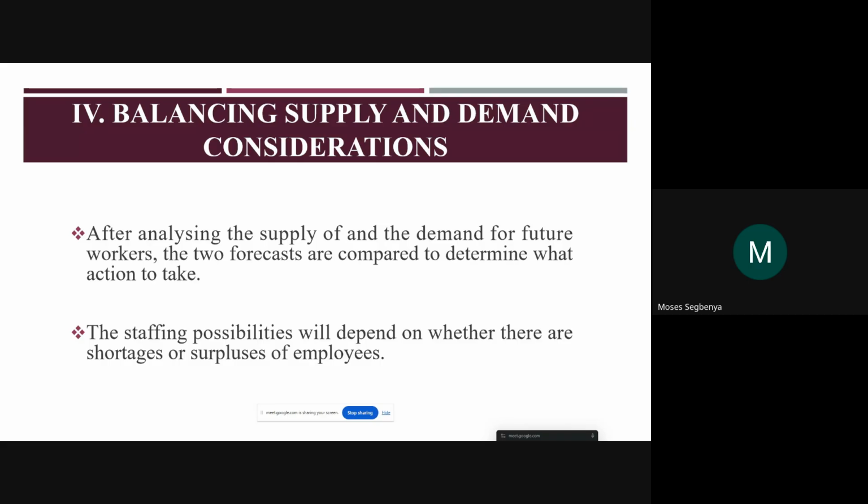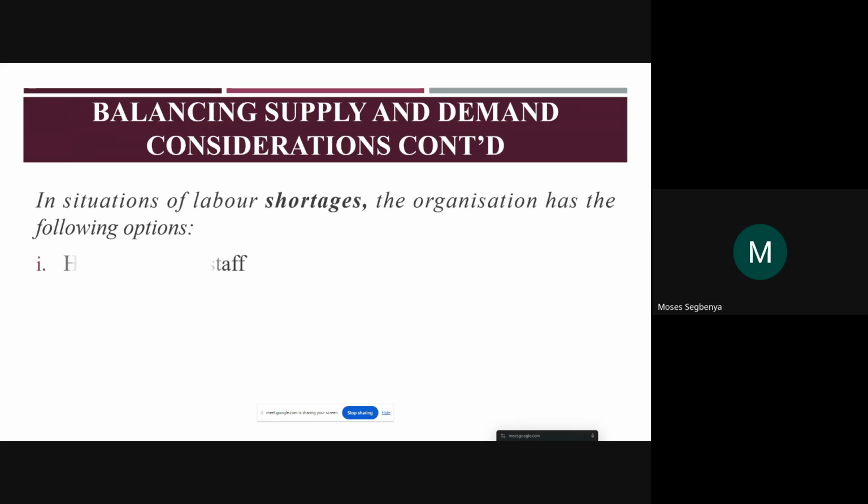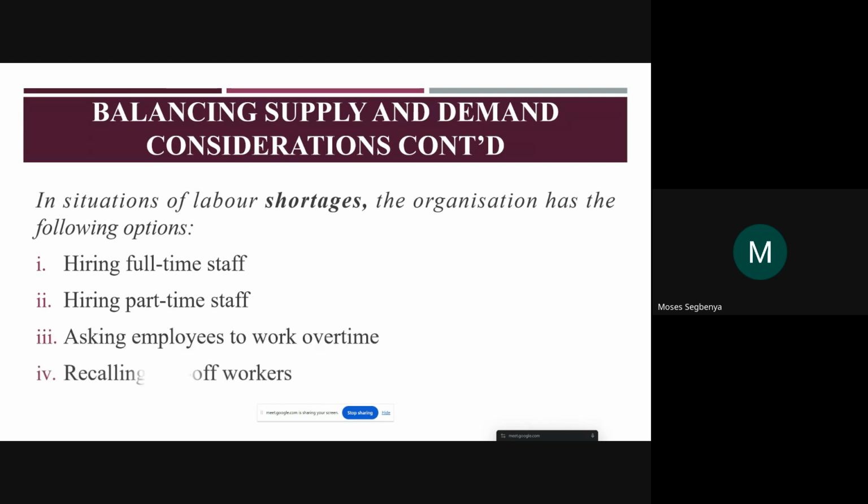So in a situation where you are looking for scarce skills, it will be very expensive. But when the skills are in abundance, it will be cheaper. So in a situation of labor shortage, the organization has the following options: hiring full-time staff, hiring part-time staff, and then asking employees to work overtime, because labor is in shortage. You don't find the teachers. The teachers you are looking for, you won't get them. So what do you do?